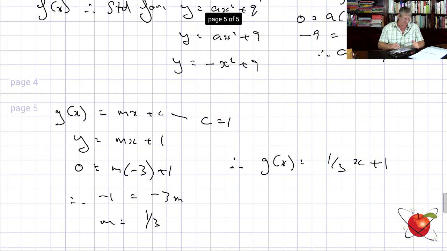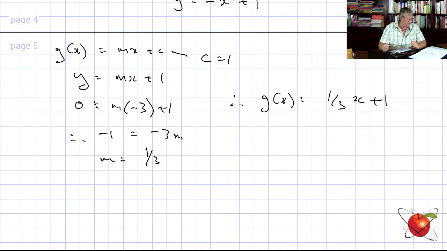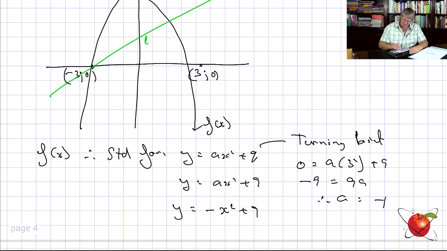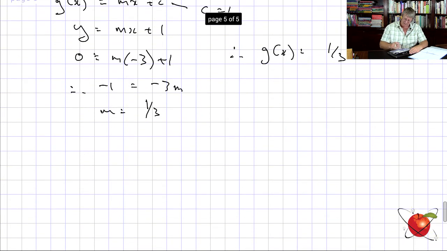The next question, they say, is calculate the coordinates of B. Okay, we've got those points. Let me put some A's and B's on here then. Calculate the coordinates of B. What is B? B is a point of intersection. How do we find out where two graphs intersect? We put them equal to each other, don't we?